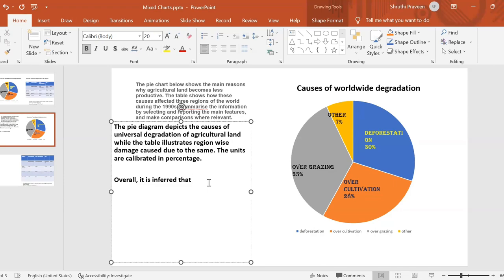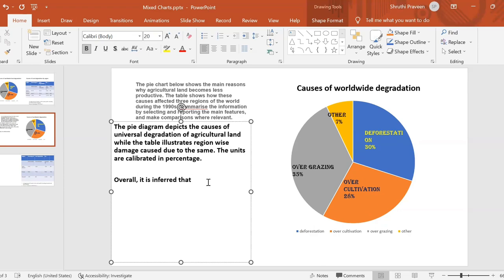Overall, it is inferred that here overgrazing consisted of the highest percentage, whereas the least depletion was due to the other, only 7. 35 and 7. So this is going to be my overview. I've told you before, even in the previous tasks, it's the first information you gather when you see the picture without going into a lot of details.